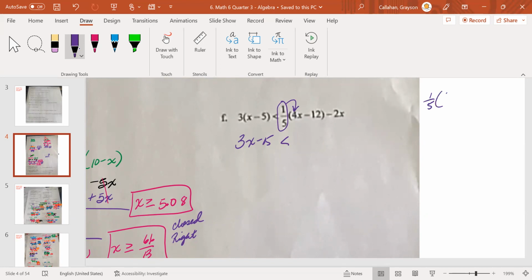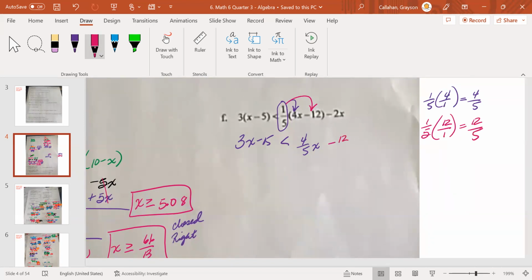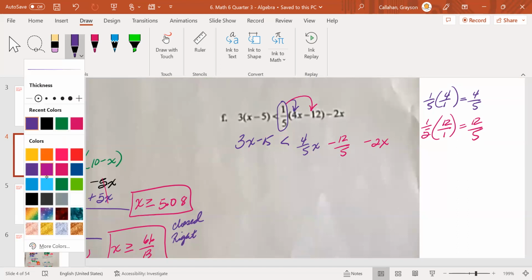go, okay, 1/5 times 4 over 1, right, is 4 over 5. So that's 4 over 5x. Do you see that? Take that, multiply this one, do this on the side. 1 over 5 times 12 over 1 is 12 over 5, right? Minus 2x. Then on the left side, you see there's 2 terms, x and a number, so you can't combine anything. But on the right side, you can combine.